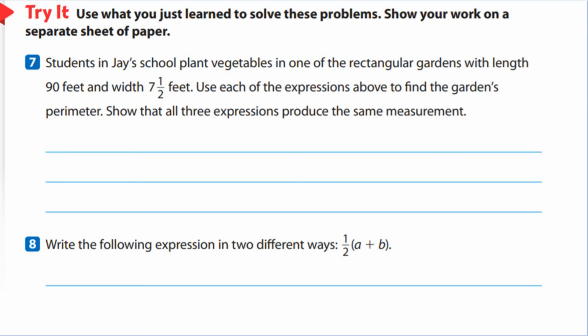So just like what we did, write the following expressions in 2 different ways for question 8. It says a plus b times a half. Just gave you a huge clue. So pause this video, solve these 2 questions. Once you're done, unpause so you can check your answers.